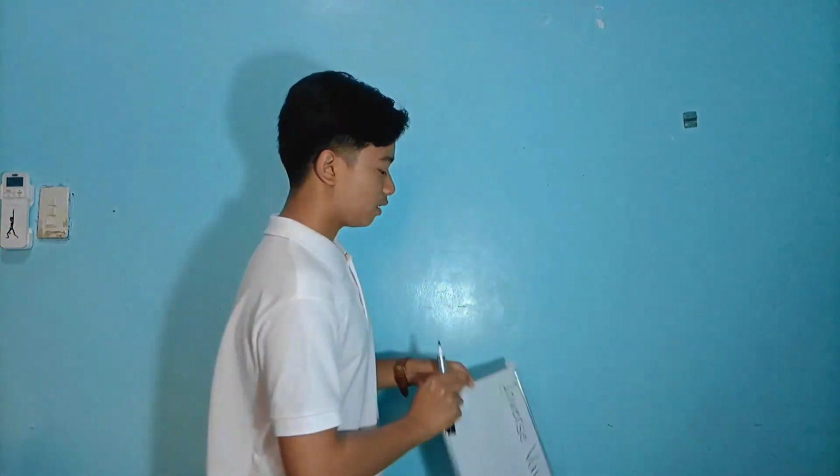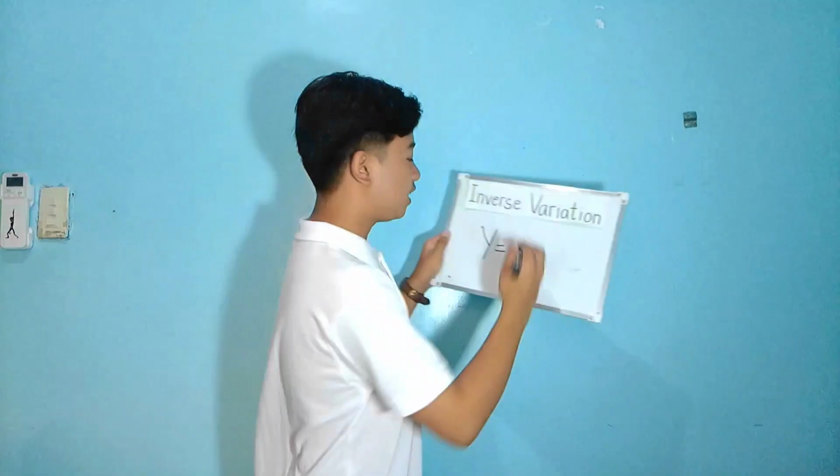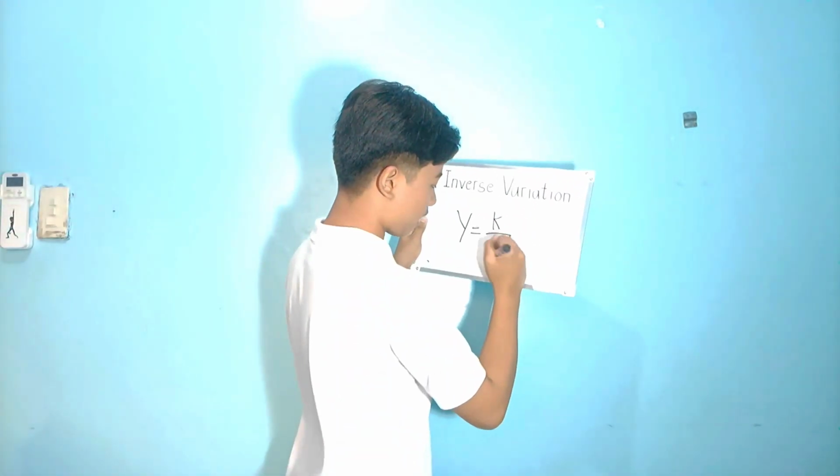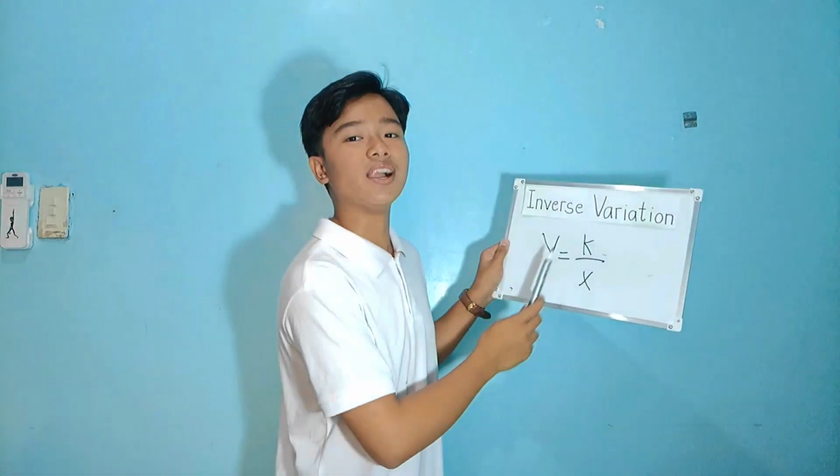Today I will define what inverse variation is. Inverse variation establishes a proportionality between two quantities that follow an inverse relationship. Do you know that inverse variation has a general equation or formula? This is y equals k over x, where k is the constant of variation.